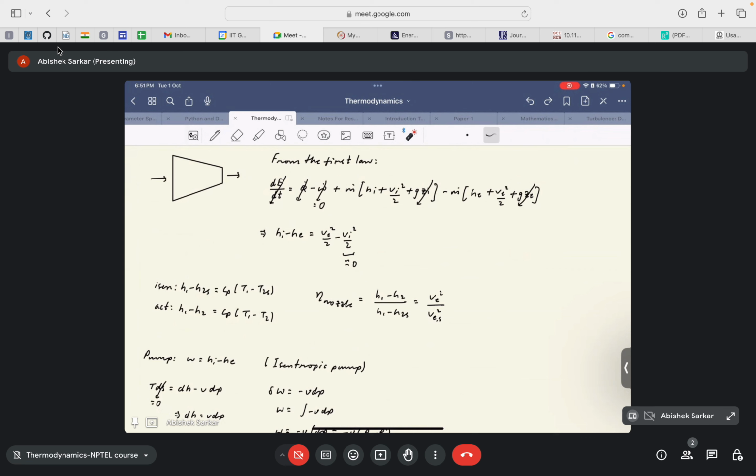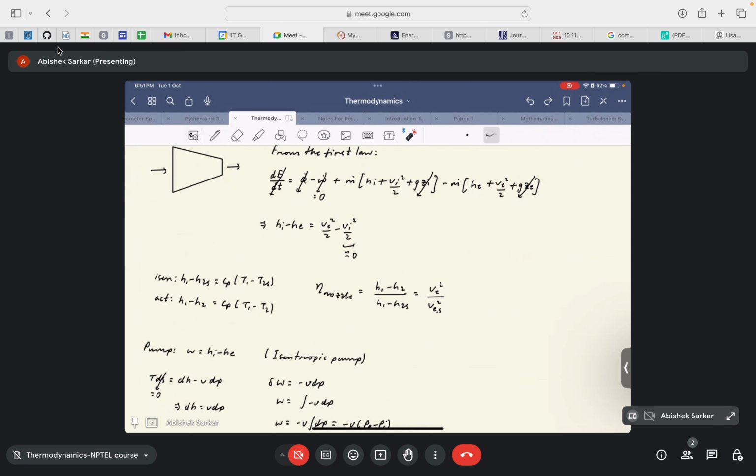Okay, and similarly the efficiency of the nozzle will be given by the actual value over the isentropic value. Now, since in this case we do not have any comparison, there's no entity to compare, since there's no work interaction, there's only change in enthalpy.